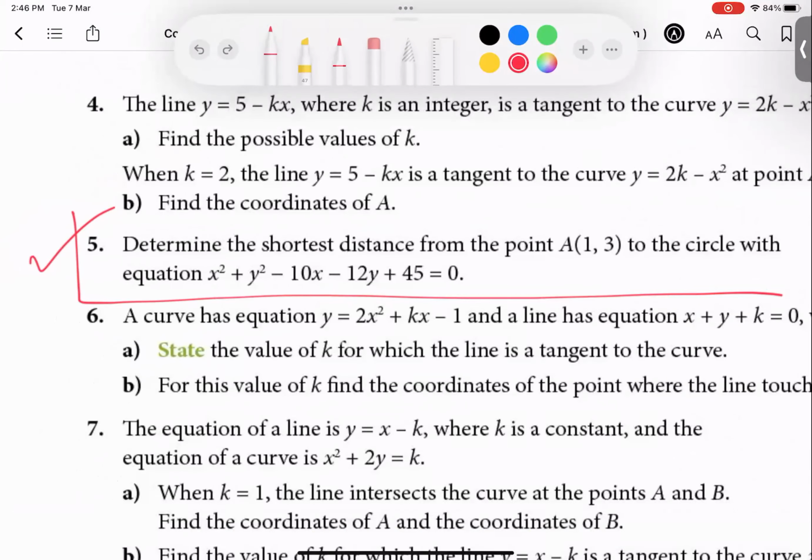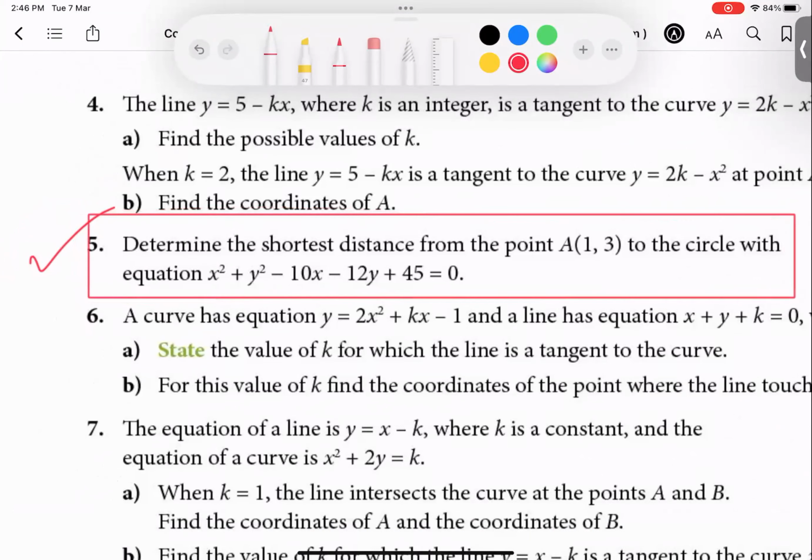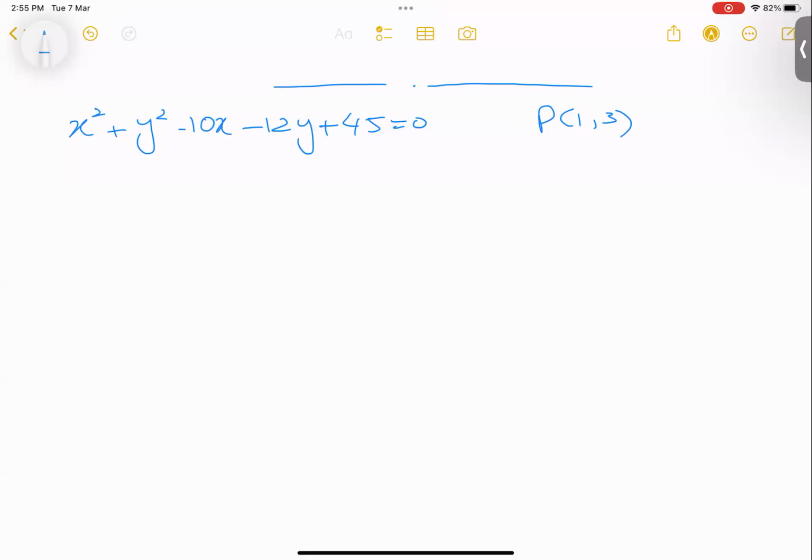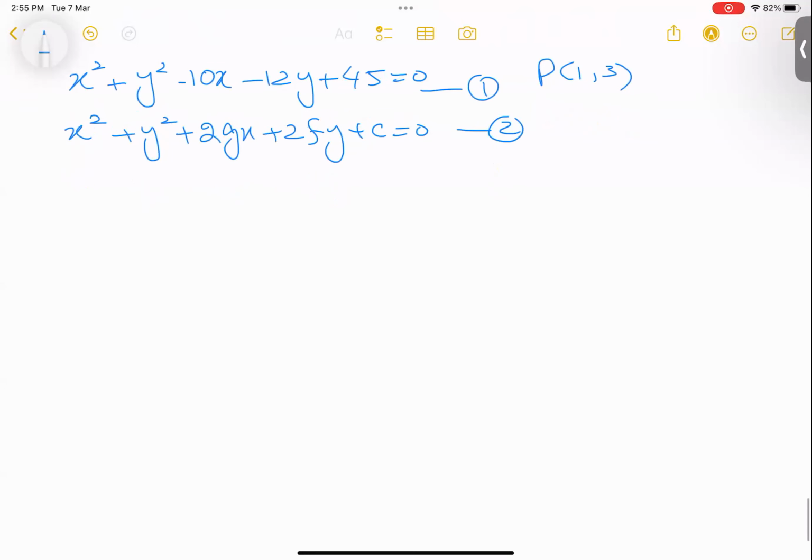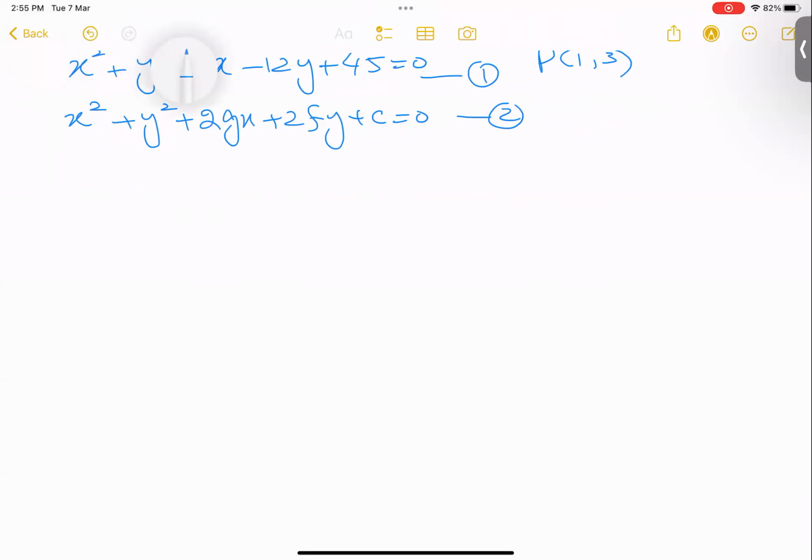All of you take some time and solve it, and then wait for my solution. Go ahead, please. Yes, students, I'm starting now. You can compare your answer with my answer. So this equation is given by him and a point is given by him: x squared plus y squared plus 2gx plus 2fy plus c is equal to 0. Equation 1, equation 2.